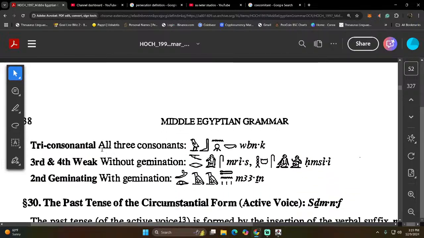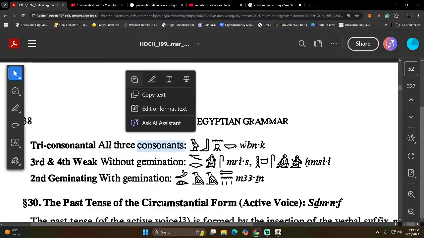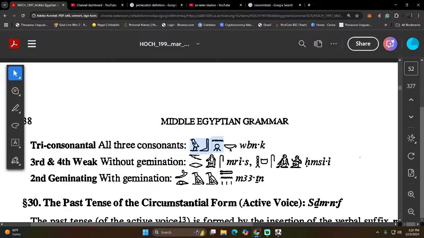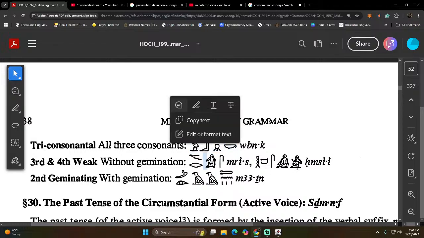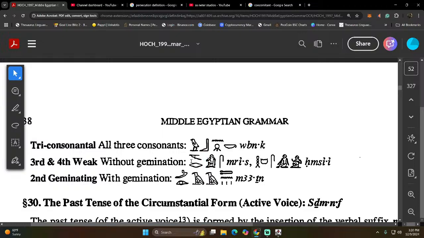But then, for the triconsonantals, we'll see all three consonants. Why? Because these are strong verbs, so nothing's going to fall off. What been, ek, you shine, right? And this is a verb, so you shine. But if you wanted to make it a noun, it'd be your shine, right? But anyway, the third and fourth weak, remember, that means the third and fourth consonant could fall off without gemination. That means there's no duplicate final consonant.